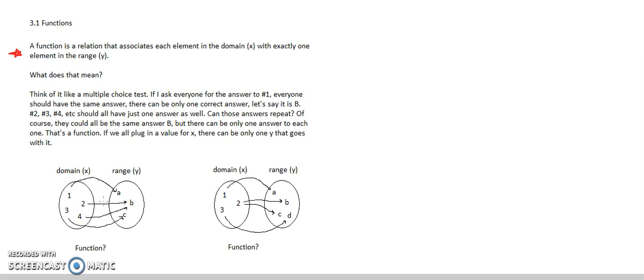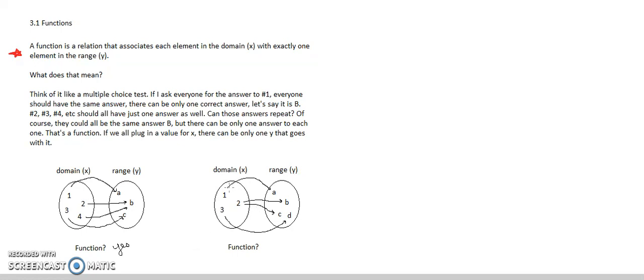Well, let's think of it in terms of our multiple choice test. If I ask you the answer to 1, you say A. I ask you the answer to 2, you say B. 3, you say C. 4, you say B. So does everybody have a correct answer for that? Yes, everything is fine. Is it okay that 2 and 4 go to the same place? Yes, as long as each one has its own answer. So for this one, we say yes, this is a function.